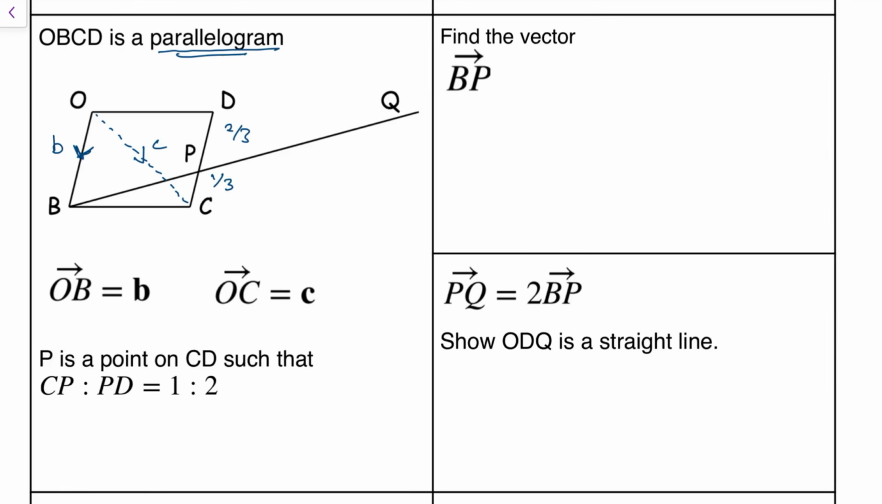Okay, so I can see where this is going. I'm going to have to work out BP, and I'm going to have to work out BQ or PQ, one or the other. That's why the first step is giving me a hint to that. So the first step it wants is BP.